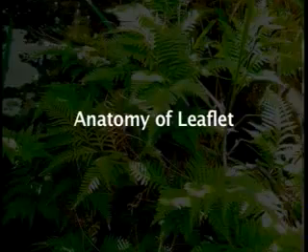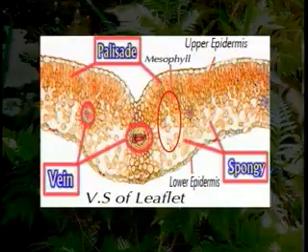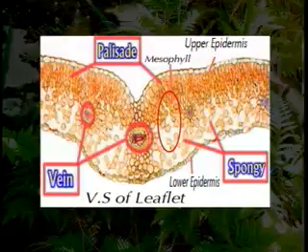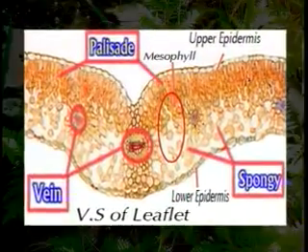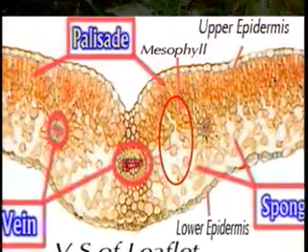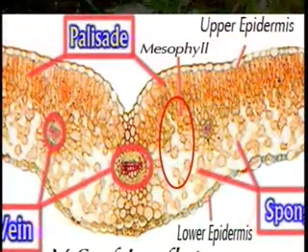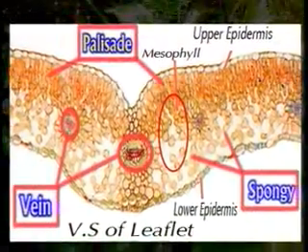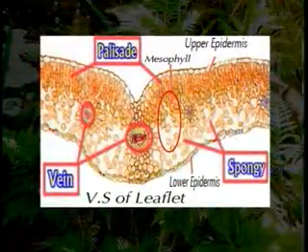Now the anatomy of leaflet. Leaflet has epidermis, mesophyll, and vascular bundle. The epidermis is single-layered, present on both the upper and lower surfaces. It has stomata only on the lower epidermis. The mesophyll is either homogeneous or differentiated into upper palisade and lower spongy with broader intercellular spaces.